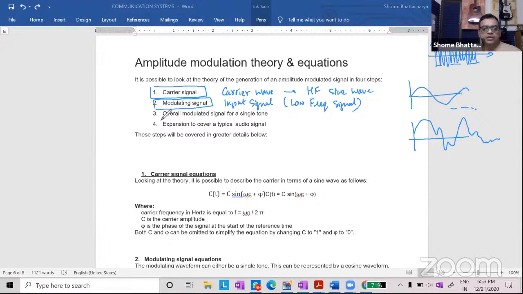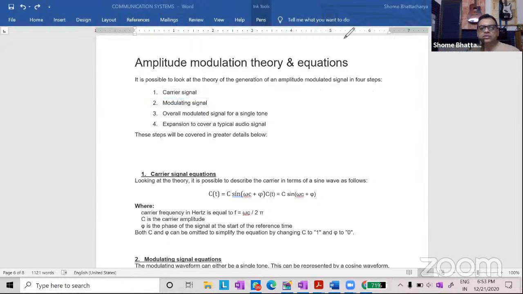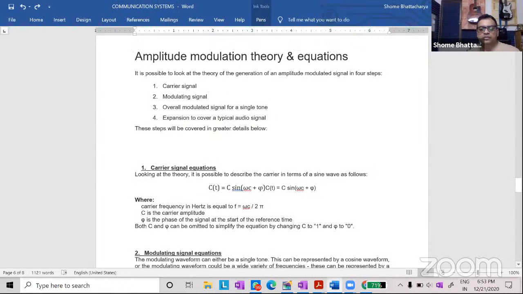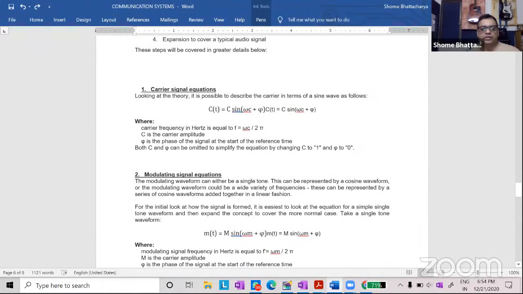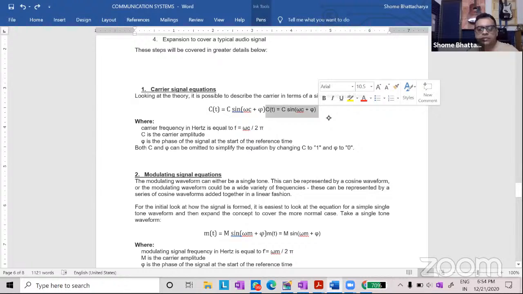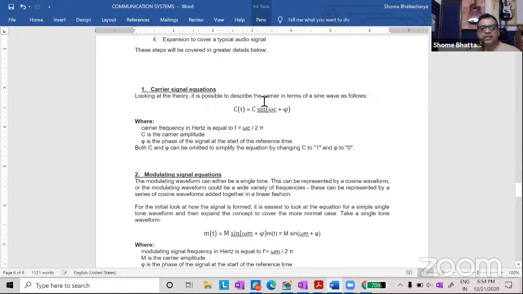Okay, so the overall modulated signal, how will we get that? Let's understand this. Don't worry about this 4th term and this 3rd term, I'm coming to that. Let's see how this process happens. Let's think of it in a very simple context. In an actual system, it is somewhat more complicated. So we have our carrier wave function. This is our carrier wave function.